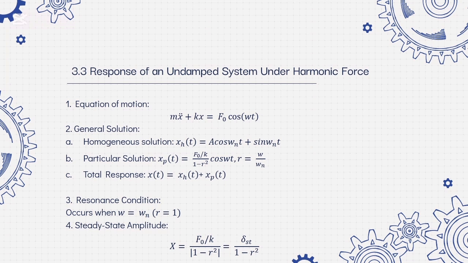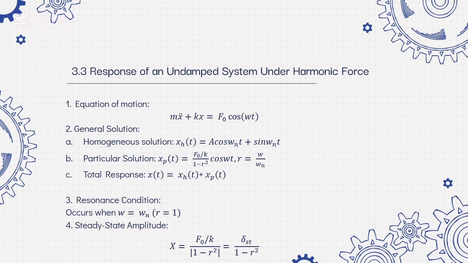When the frequency is equal to the natural frequency, the denominator 1 minus r squared becomes 0, and our particular solution breaks down. Instead, the amplitude grows linearly over time. So we should care about resonance for these systems.